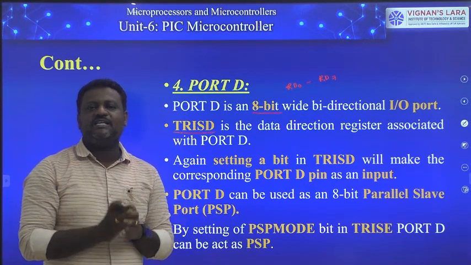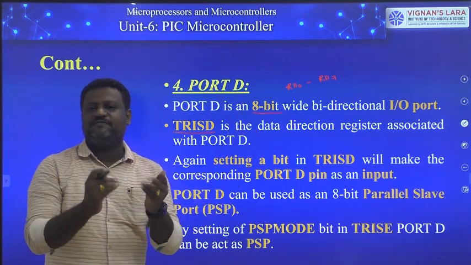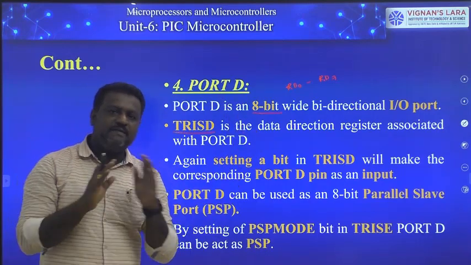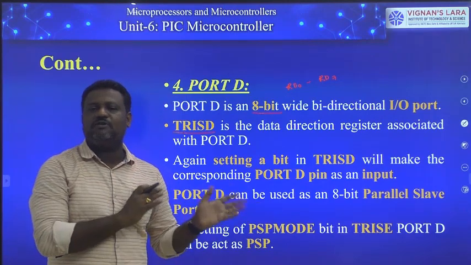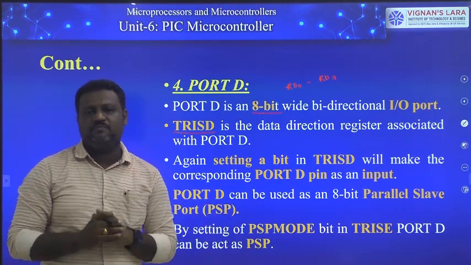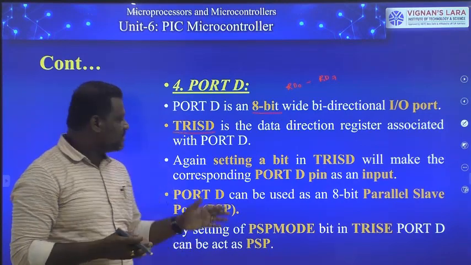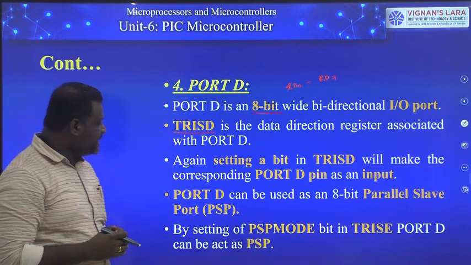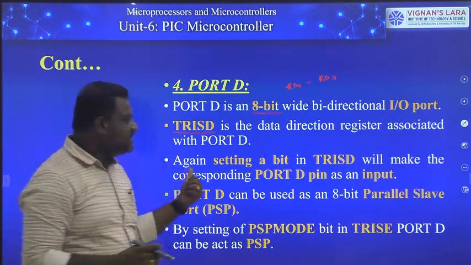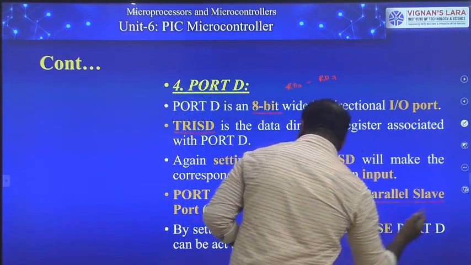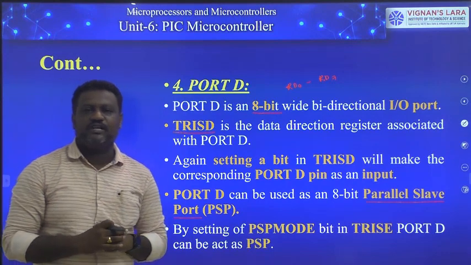Again, any bit of TRISD that is set to 1, the corresponding pin of port D is defined as an input, and any bit of TRISD that is set to 0, the corresponding pin of port D is defined as an output, the same as our previous port A, port B, port C cases. So that is important. And next, port D has an alternate function, that is, it acts as an 8-bit parallel slave port.